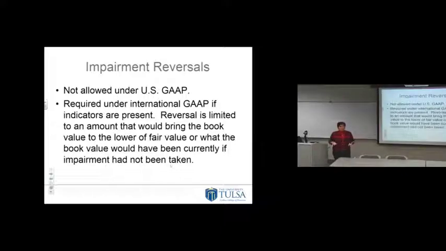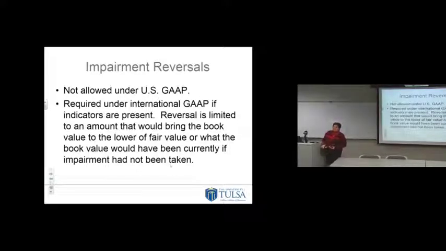Now, you need backup, right? I can show that my reserves were revised because of these circumstances, right? So I am required to reverse under international GAAP if the circumstances indicate that it's needed. However, reversal is limited to an amount that would bring the book value of this field to the lower of the fair value today, or what the book value would have been currently if impairment had not been taken.